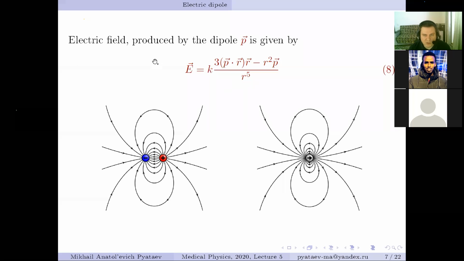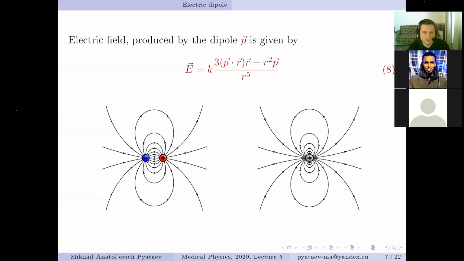It is characterized by equation 8, and we can see that we have r to power 5 in denominator and r to power 2 in numerator. In this case, it is scalar r to power 2. In this term, we have the scalar product of p and r. Then it is again multiplied by vector r. So the absolute value depends on r as r squared, and it gives us the dependence on distance as inversely proportional to cube of r.